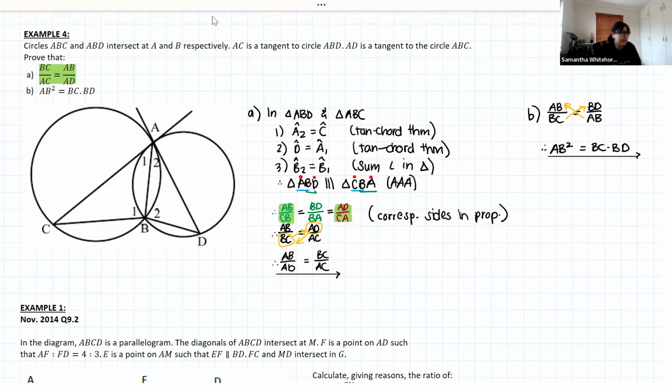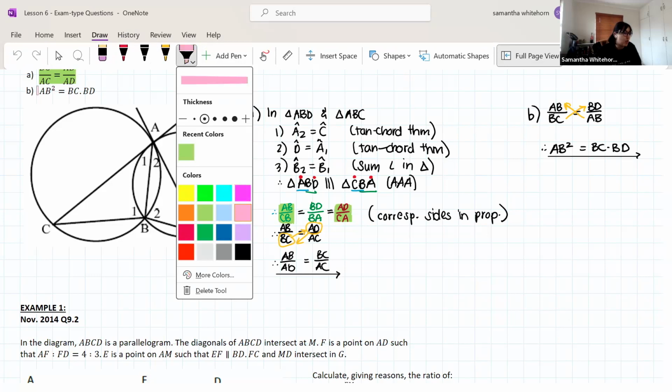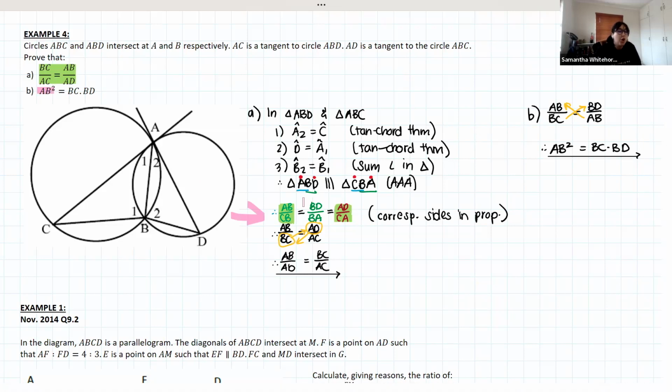Just for question B, what I want to point out here is the fact that you've got an AB squared. So basically what you're looking for when you go back to your original ratios that you got from the similar triangles, you want to look for two ratios that each contain an AB. So this is why I went with the first two, because you can see that there's an AB in the numerator of the first fraction and AB in the denominator of the second fraction. When you go and cross multiply, AB times AB gives you that AB squared. So always just look out for those things.